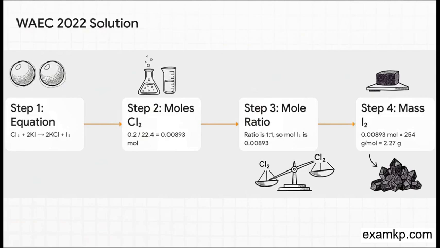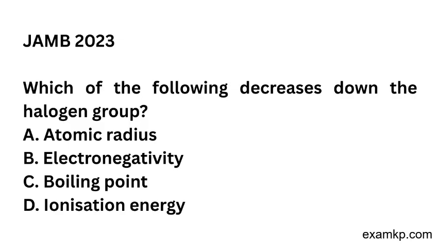And finally, step 4, we calculate the mass. Mass equals mole times molar mass. That's 0.00893 multiplied by 254. And our final answer is 2.27 grams. You see, when you follow the steps, these calculations are not so bad.